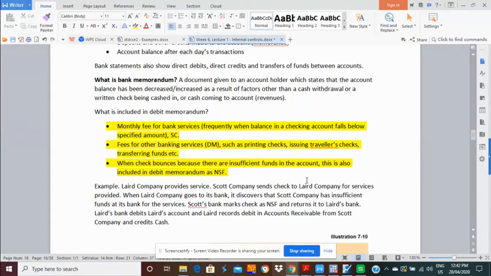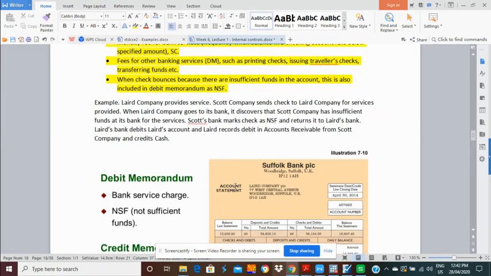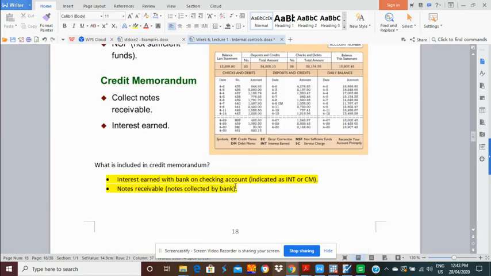So bank memorandums include information about all the reductions and deductions from your bank. And the memorandum will include all additions and increases to your bank. For example, you have a bank account, you earn the interest. So interest earned increases your bank account. Notes receivable, the money that you're supposed to get, will again be increasing your bank account.